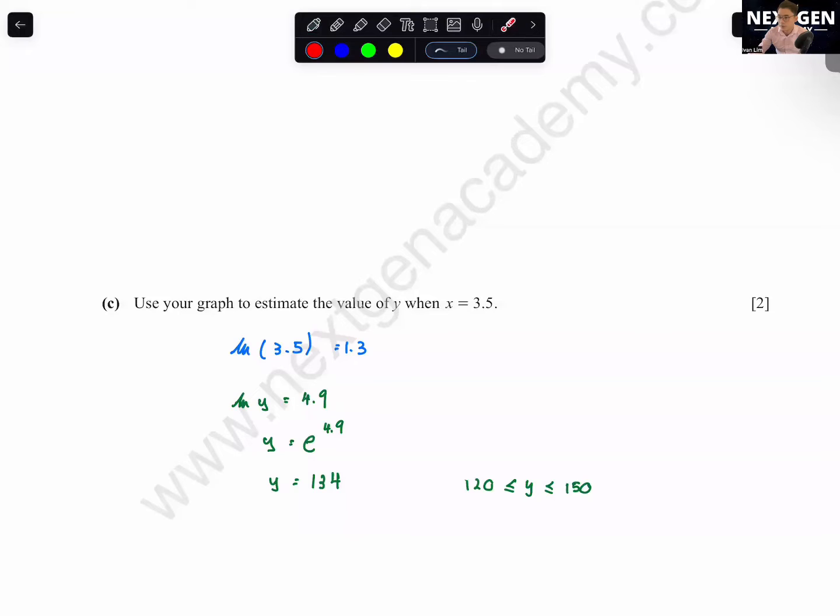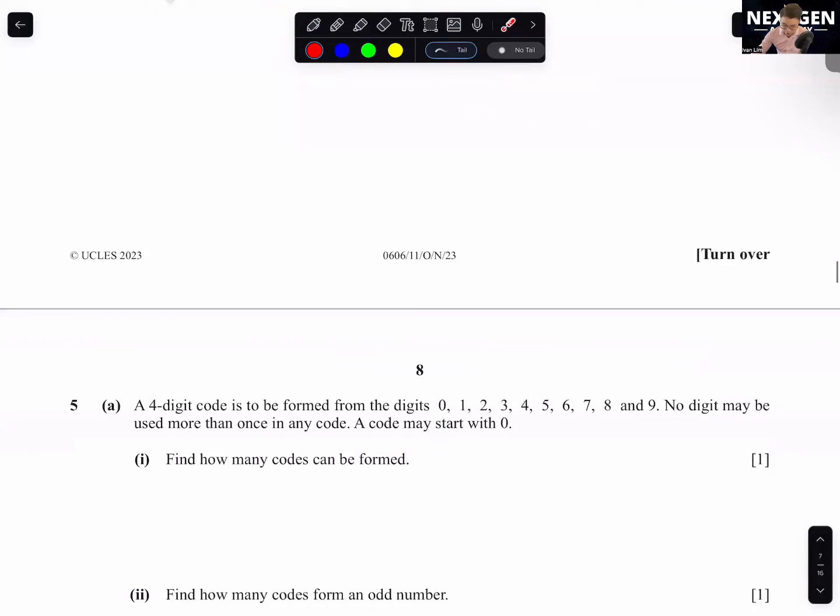Did you get the answer? Yeah, because our graphs may all be slightly different and the values that we use slightly different. Let's go to the next one.